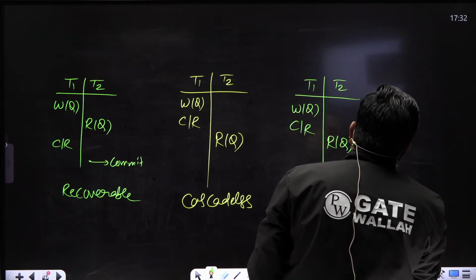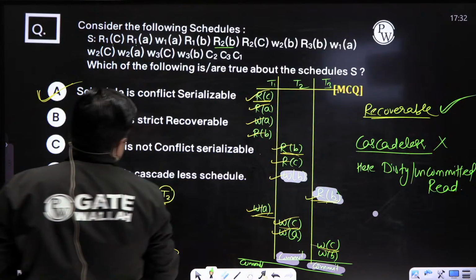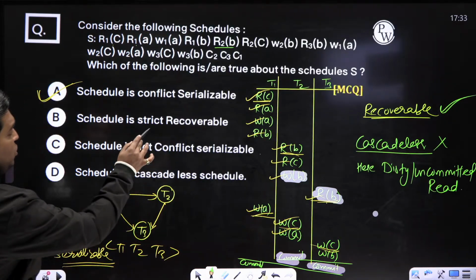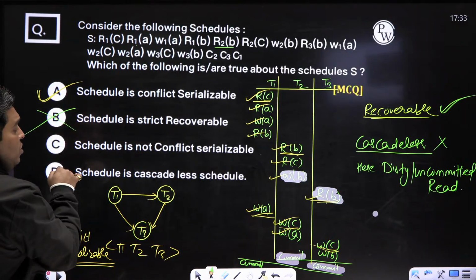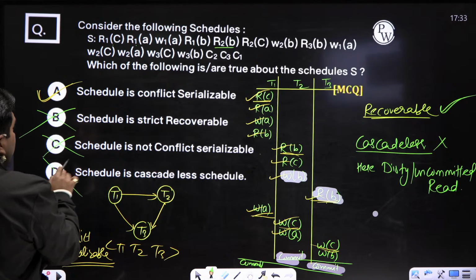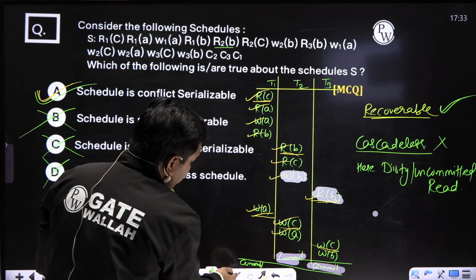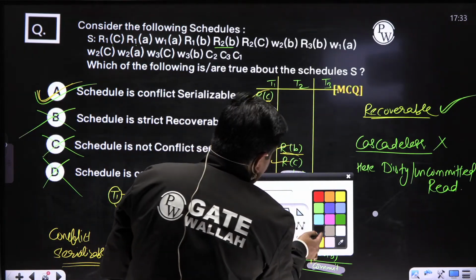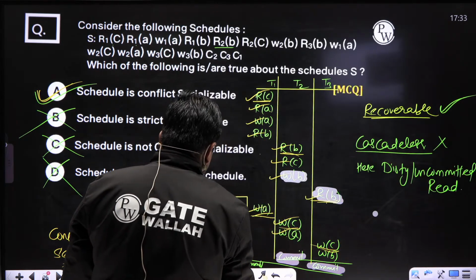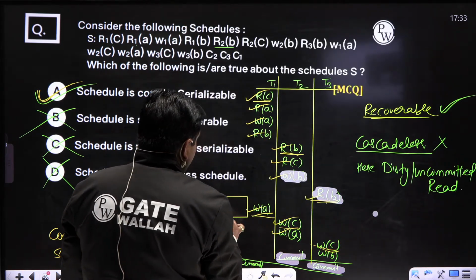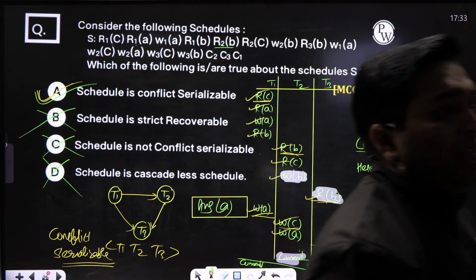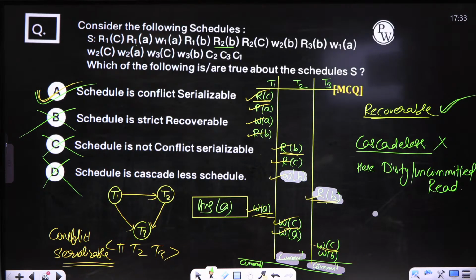Clear everyone? So here the schedule is strict recoverable, absolutely wrong. Not conflict, wrong. Cascadeless, no. Only A is the correct answer. Hope you are getting it, tell me fast.